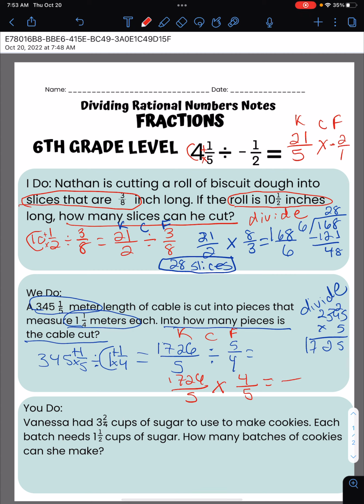Okay, so 5 times 5 is 25. Okay, so you're going to multiply 1,726 by 4. And that's going to be your numerator. And then you're going to simplify.